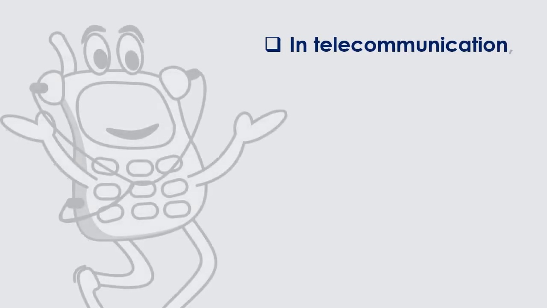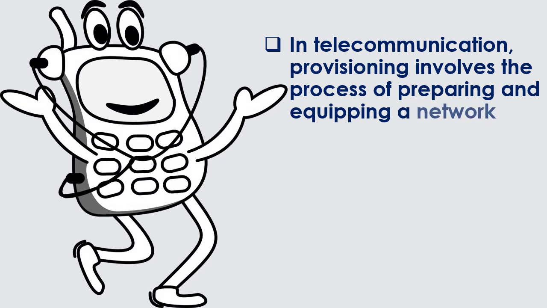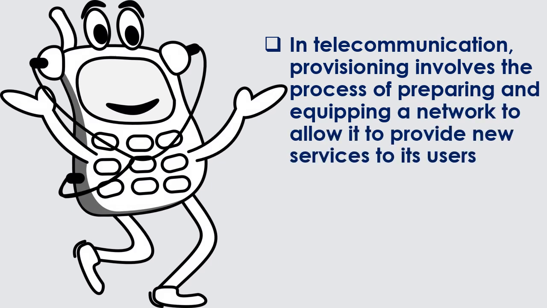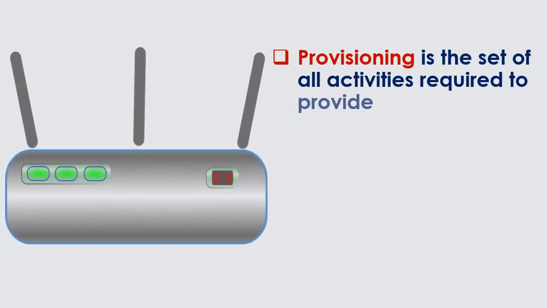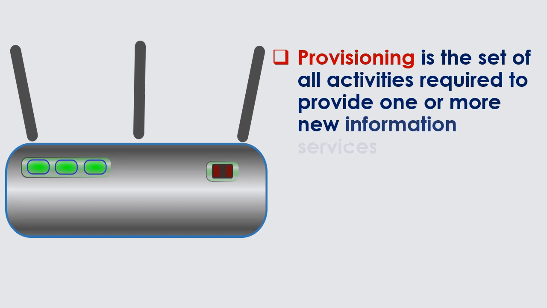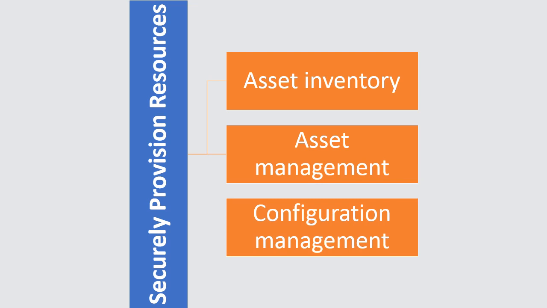In telecommunication, provisioning involves the process of preparing and equipping a network to allow it to provide new services to its users. Provisioning is the set of all activities required to provide one or more new information services to a user or group of users. Securely provision resources addresses asset inventory, asset management, and configuration management.